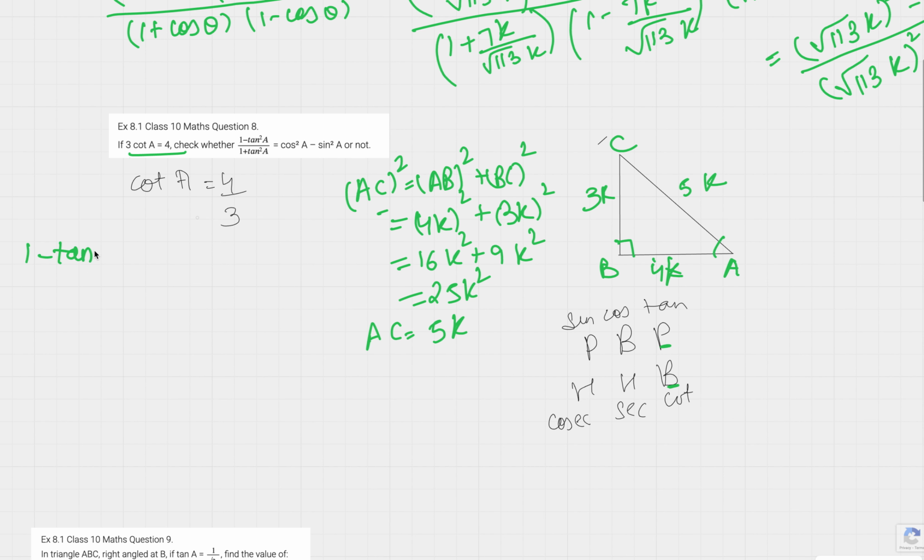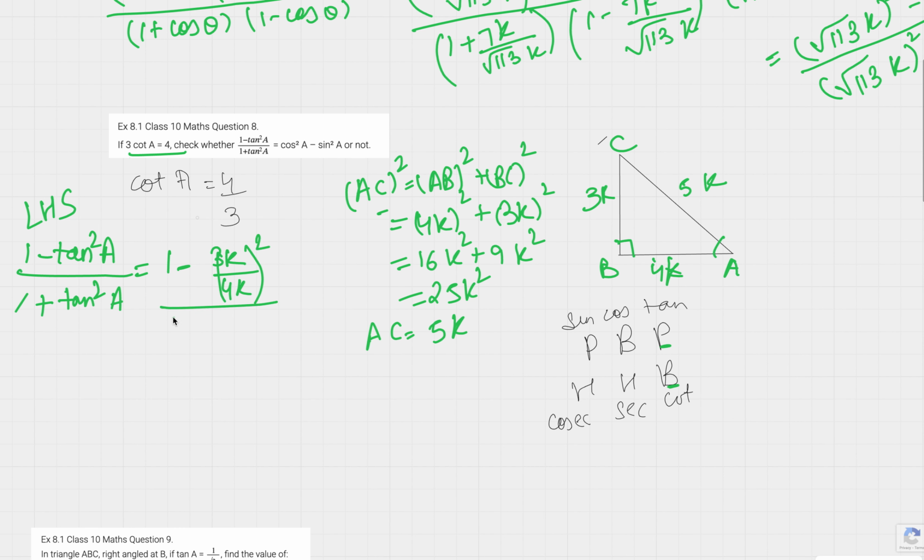Now what we have to find? 1 minus tan square. Basically we have to check whether this LHS is equal to the RHS or not. So we will solve this individually. Okay. So first solve the LHS part. So 1 minus tan square. Tan is P by B. So 3K by 4K.